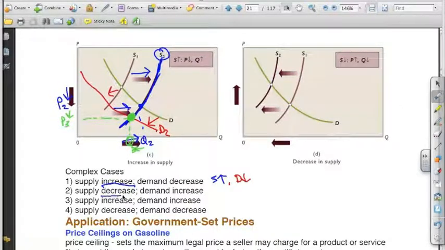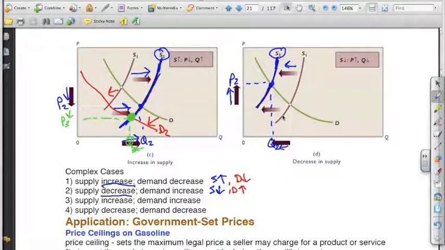Now what happens if we have a supply decrease and a demand increase? So supply decreases and then demand increases. Well, here we can see when we have this decrease in supply, we're now along S2. So the first thing that happens is we have an increase in price, but we have a decrease in quantity.